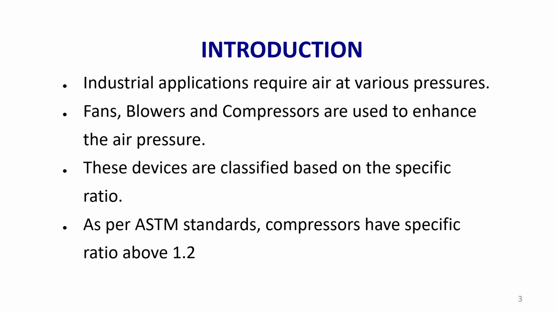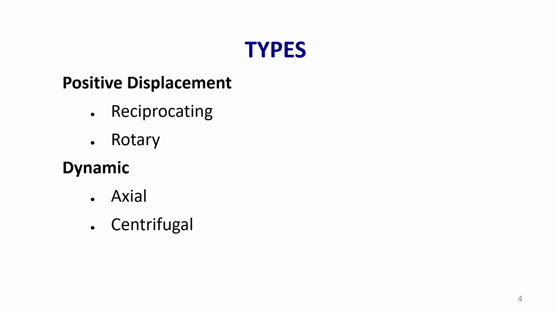As per the ASTM standard, devices whose specific ratio is above 1.2 are classified as compressors. Coming to the types of compressor, primarily it is classified into two major types, positive displacement and dynamic. Under positive displacement we have reciprocating and rotary, and under dynamic, axial and centrifugal. Just a small comparison: generally centrifugal compressors are used for handling large volumetric flow rate.